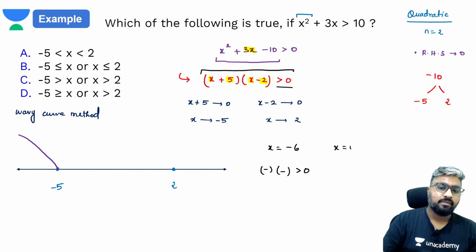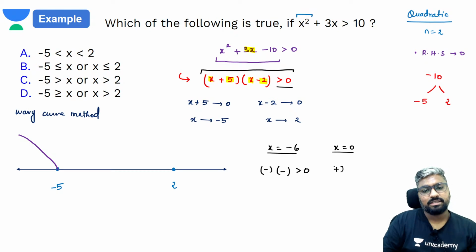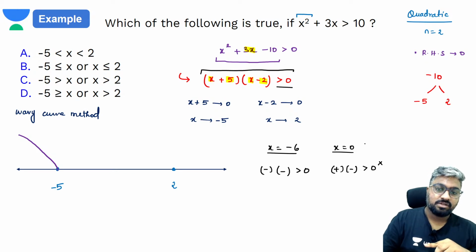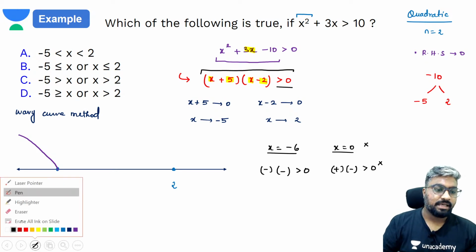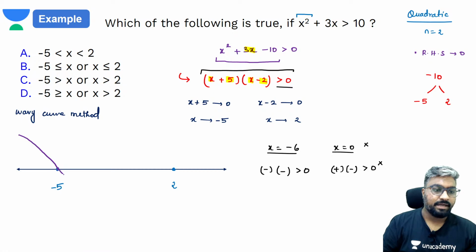Let's say x equal to 0. Okay. If x is equal to 0, what happens? 0 + 5 is positive, 0 - 2 is negative. This should be positive. Is it positive? No, it is not. Positive into negative is negative. So this will be out. That means our graph will dip here.